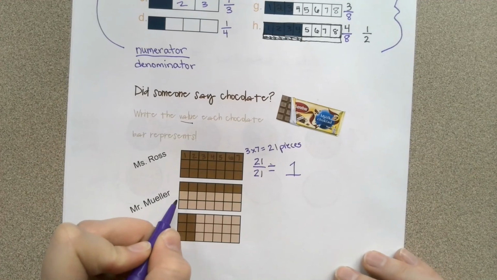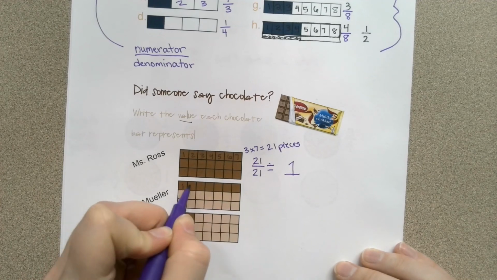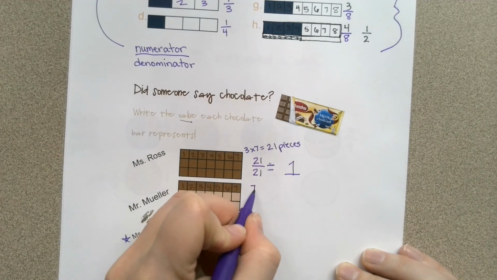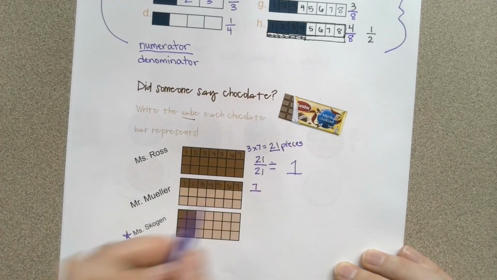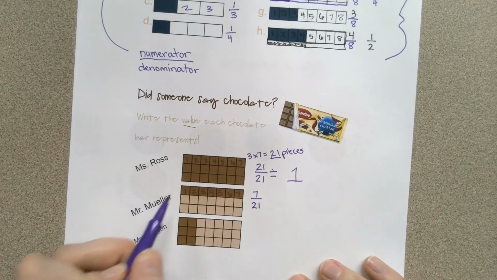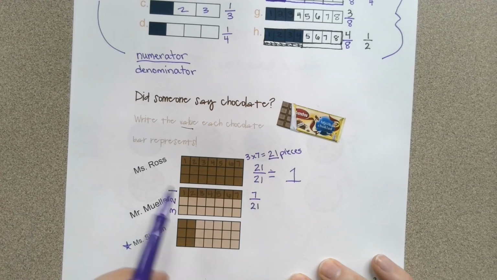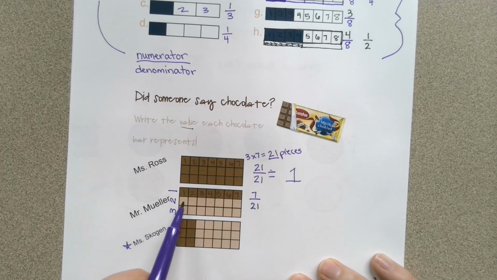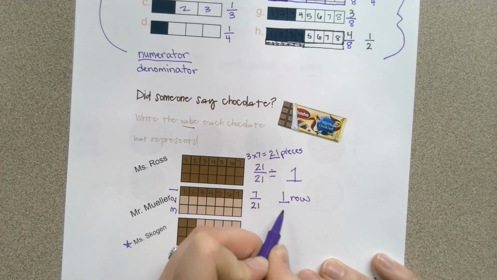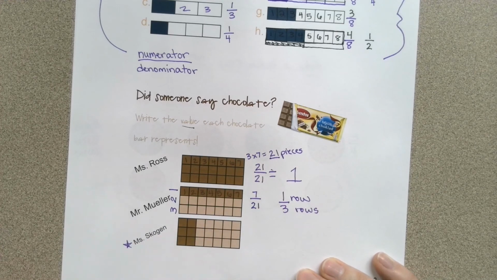If we look at Mr. Mueller's, we could represent this again also in 2 different ways. The first way would be counting, just like we did for Ms. Ross, and we know that in each row there are 7 pieces. And we found out before that in all there are 21, so it's 7 out of 21. Another way we can look at this is we have 1, 2, 3 rows. 1 row is completely filled in, while the other 2 are empty. So we have 1 row out of 3 rows. So 1/3 will also represent the amount of candy that Mr. Mueller has.